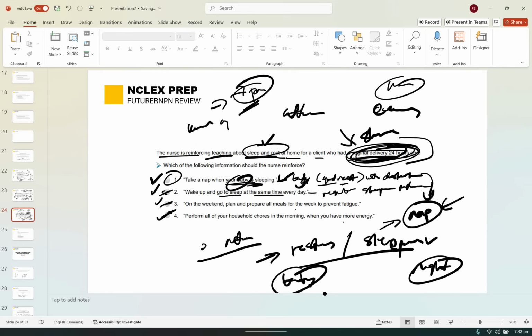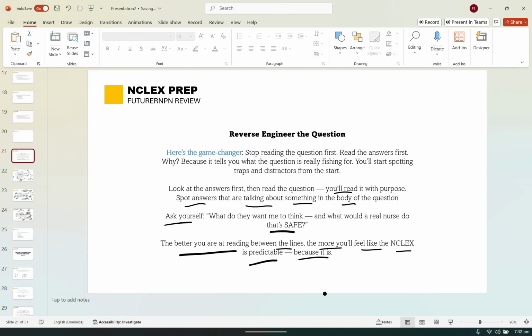Now, the moment you can have that ability of thinking, trust me, you'll find out that the NCLEX is predictable. You can see all I was just doing is reverse engineering the question, and I was able to predict what is going on. And that way it's making me have a smart decision to select the correct answer. Right. So I want to see you pass. I definitely want to see you pass.